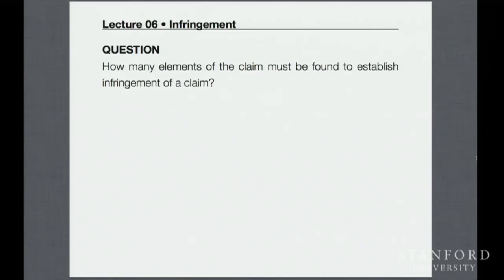How many elements of the claim must be found to establish infringement of a claim? And so these are elements. So an element is kind of the components of a claim. So let me just make sure that we all understand my nomenclature here. Maybe these are like bullet points of a claim, or kind of the bubbles that are in a claim. And so if a claim has 5 elements, how many of those need to be infringed in order to establish infringement?